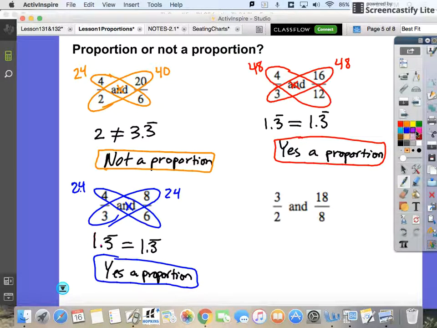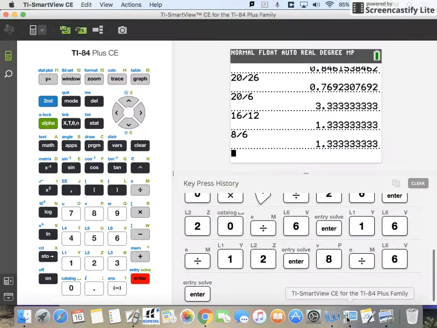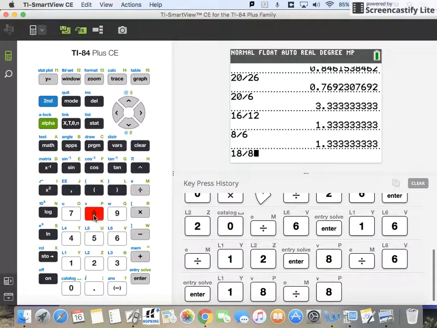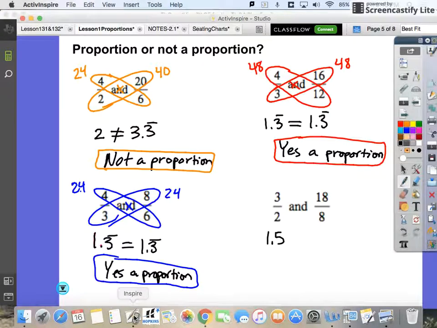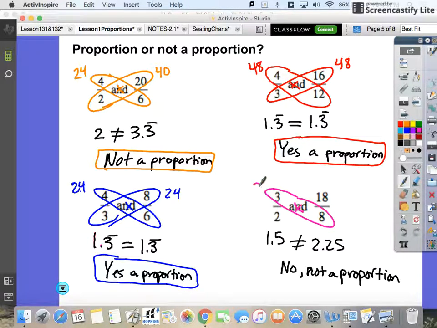And then last, 3 divided by 2 is 1.5. 18 divided by 8 is 2.25. Those two things are not equal, so no, not a proportion. Again, the other way to check it is 3 times 8 is 24. 2 times 18 is 36. This and this are not equal, so no, it's not a proportion.